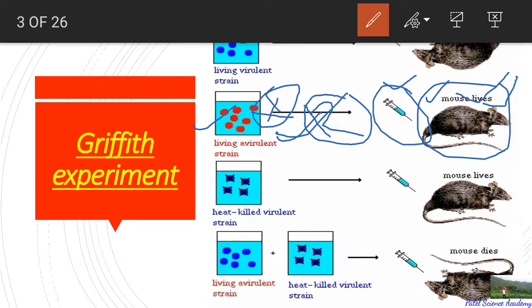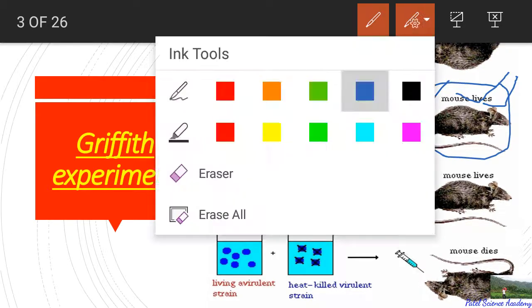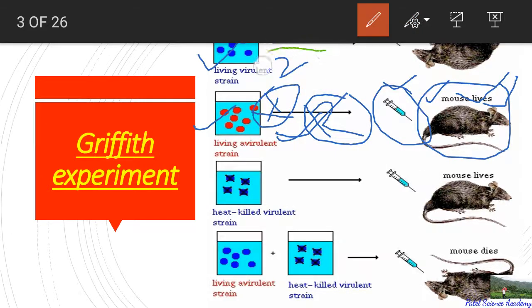Now we'll see the second step. What happened with the second step? In the second step, dear students, he injected the bacteria of S strain, means now it's the turn of S type strain of this Streptococcus pneumoniae to the body of the mice. What happened to the mice? The mice developed pneumonia and died. So this was that second step. Let's see the second step.